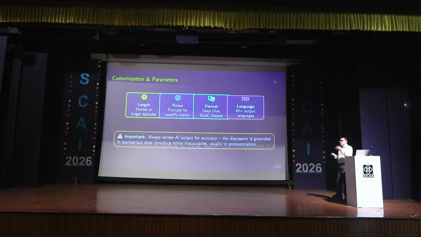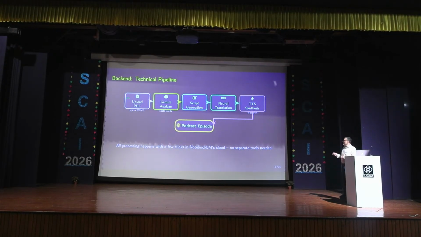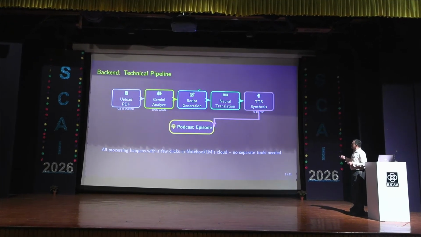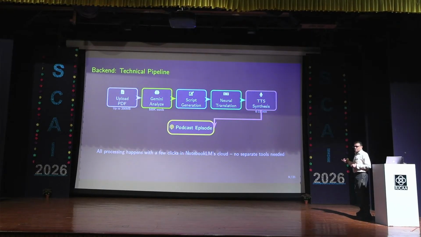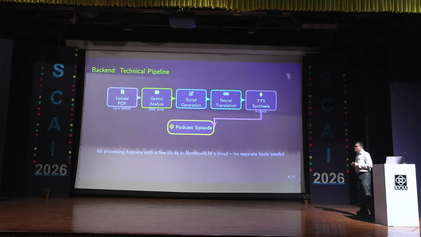either technical terms or proper nouns and so on, but you still have to make sure that the content is correct. So here's the sort of pipeline. You upload a PDF, then Gemini, which is Google's LLM model, which can handle about 500K words, will analyze it, generate a script, it'll do a neural translation from let's say English to Maithili or whatever. Then it does text-to-speech synthesis and generates the podcast episode.